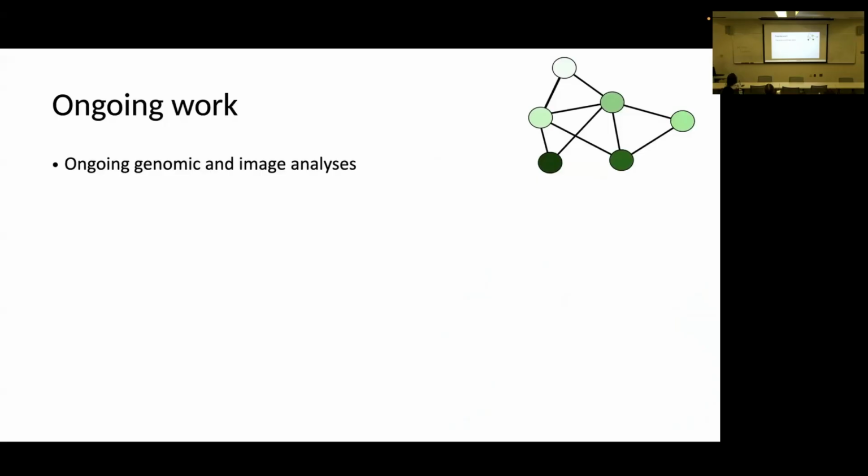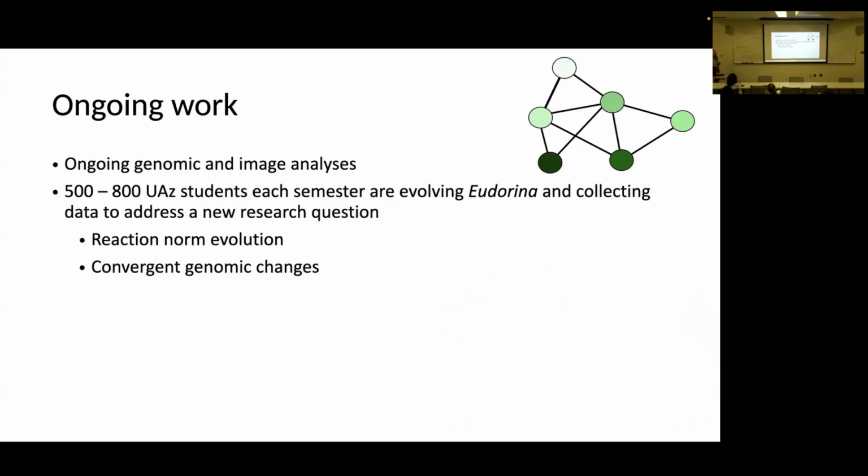So I've got a fair bit of ongoing work. First, I have ongoing genomic and image analyses. I have 2 more sequenced genomes that I haven't yet analyzed, and more image analysis to better understand how selection shapes the repeated evolution of differentiation. I also have 500 to 800 students at the University of Arizona that are experimentally evolving Eudorina each semester and collecting data to address a new research question.